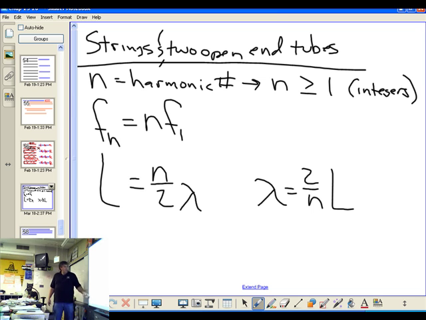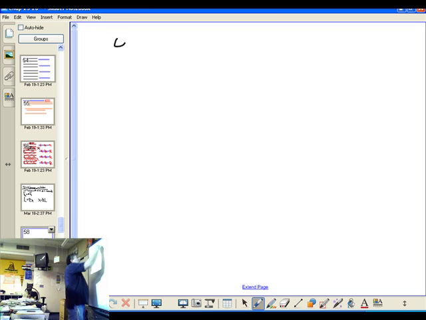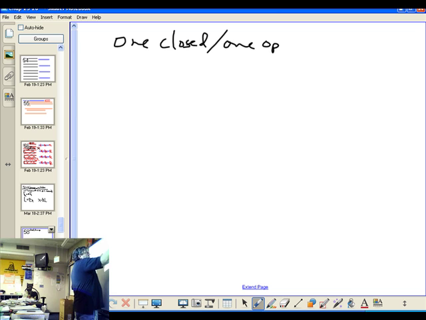Now, so this is strings. For our one closed, one open tube, the rules are a little different.